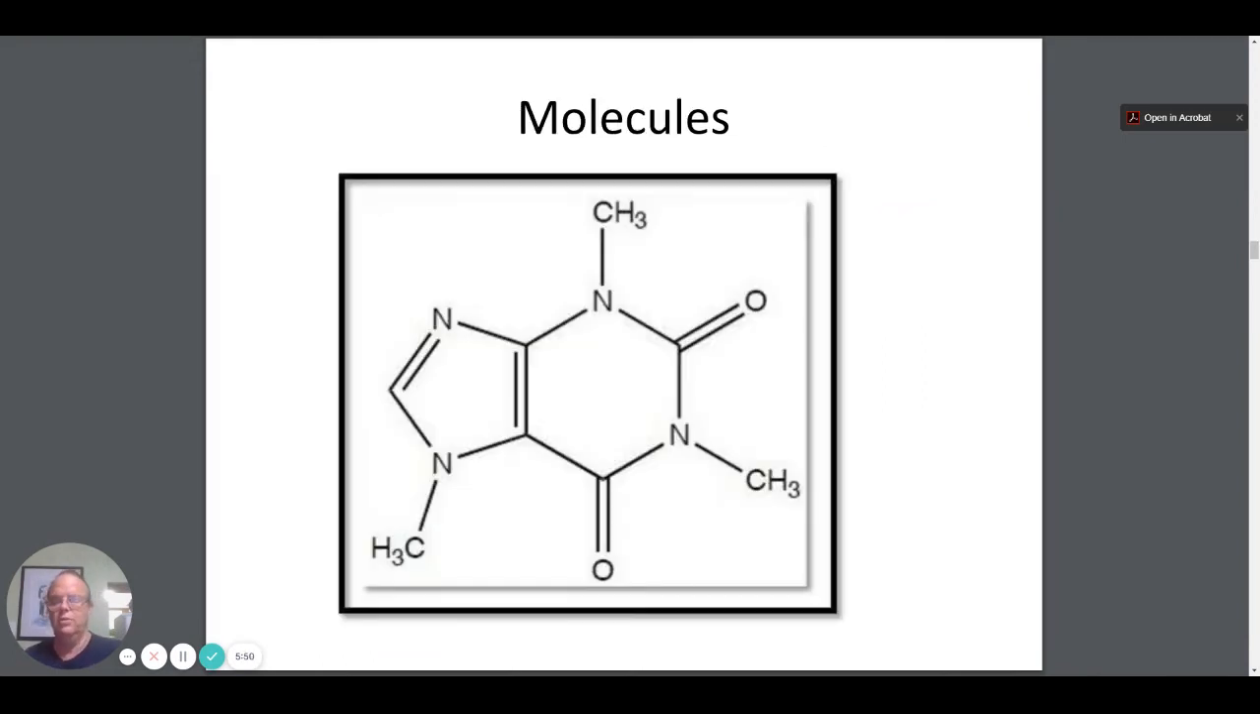Another example of a graph is molecules. This is the caffeine molecule. I think the textbook has benzene in it, which is not the most exciting molecule. I much prefer caffeine. But here we can see the strong and weak types of bonds between the different atoms.